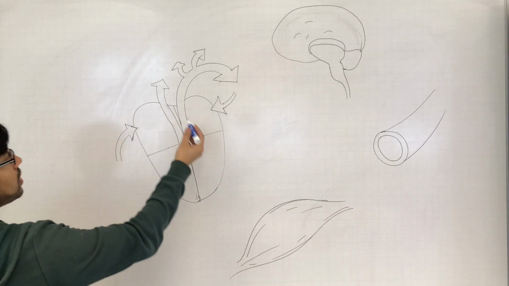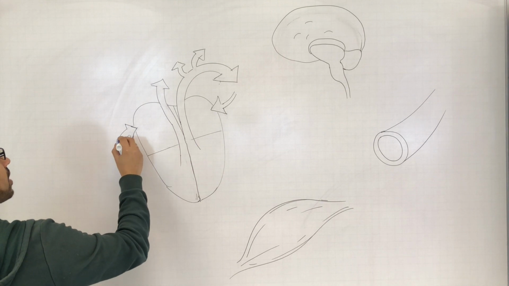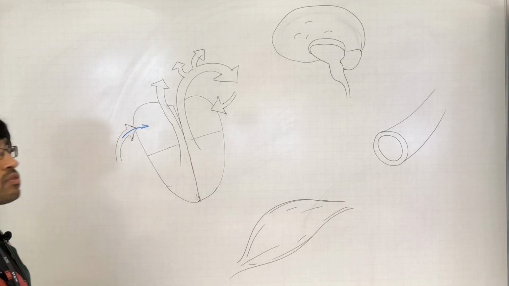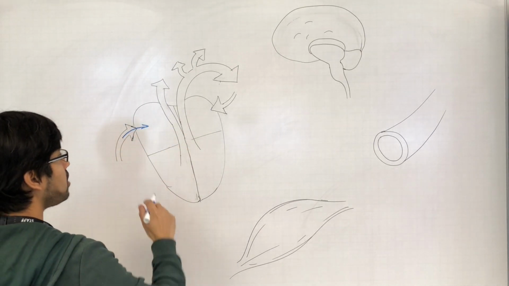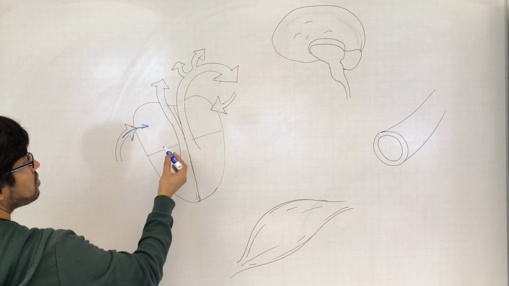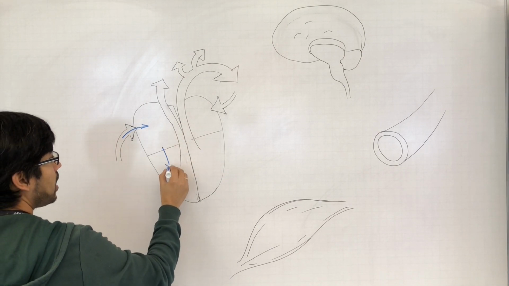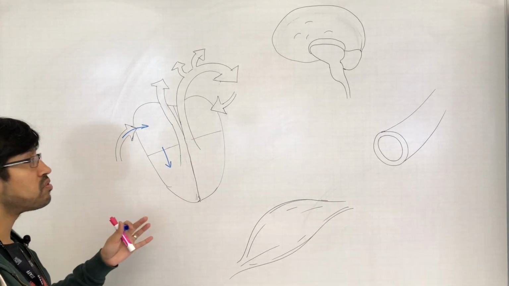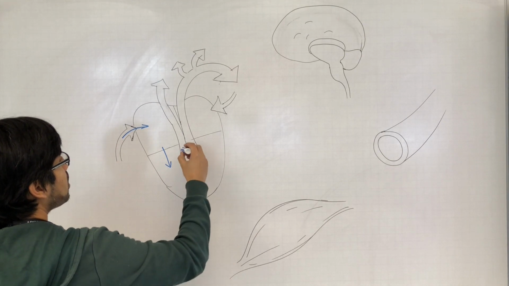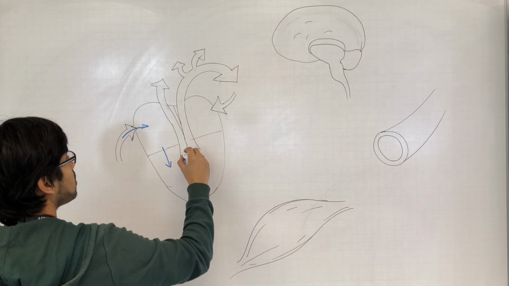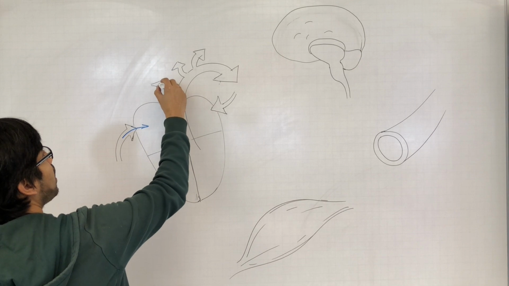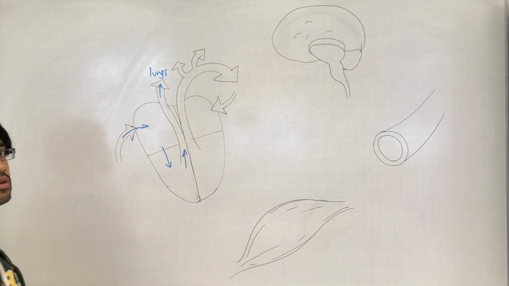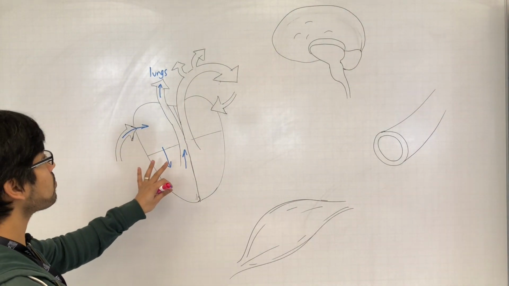We need to remind ourselves that deoxygenated blood enters the right atrium, and when the atria contract during atrial systole, that deoxygenated blood enters the right ventricle. When the ventricles contract and we go through ventricular systole, at that time the deoxygenated blood is being pumped out of the heart towards the lungs in the pulmonary artery.